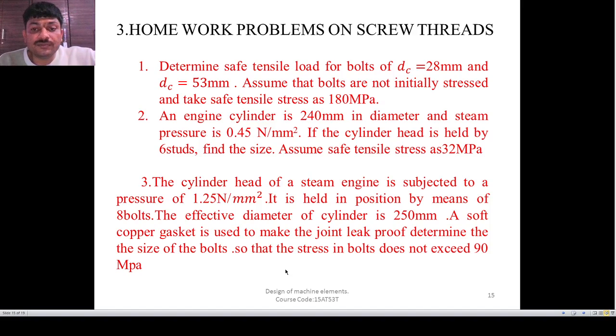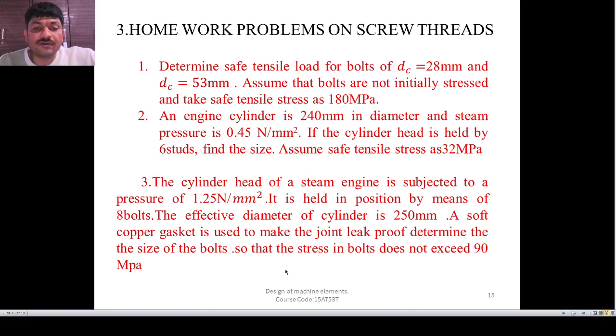The cylinder head of a steam engine is subjected to a pressure of 1.25 Newton per mm². It is held in position by means of 8 bolts. The effective diameter of the cylinder is 250 mm. A soft copper gasket is used to make the joint leak proof. Determine the size of the bolt so that the stress in the bolt does not exceed 90 megapascal.